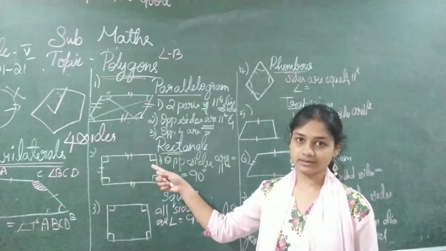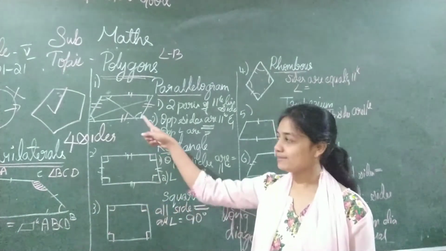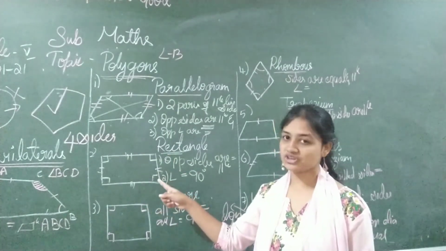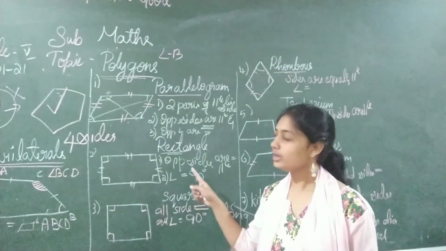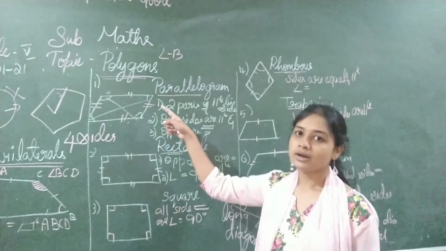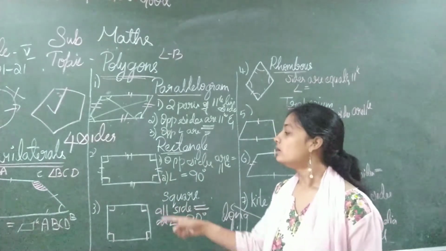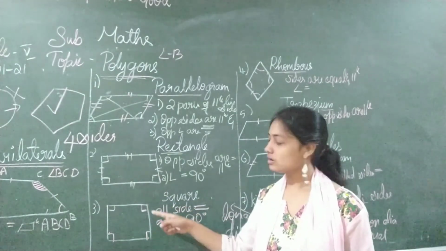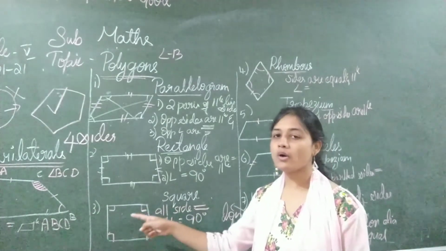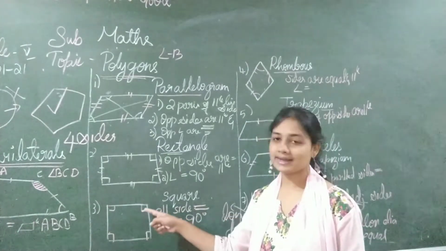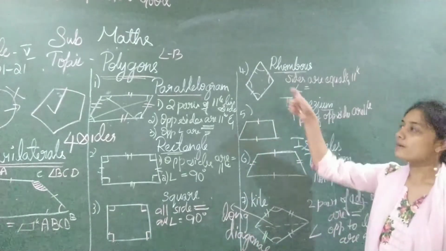Next is rectangle. In a rectangle, opposite sides are parallel and equal, same as a parallelogram, but the speciality is that the four angles are always equal to 90 degrees. So this is also a parallelogram, but a special parallelogram having all angles equal to 90 degrees. Even a square has parallel sides, but one more speciality is added: all the sides are equal and all the angles are equal to 90 degrees. Now come to rhombus.